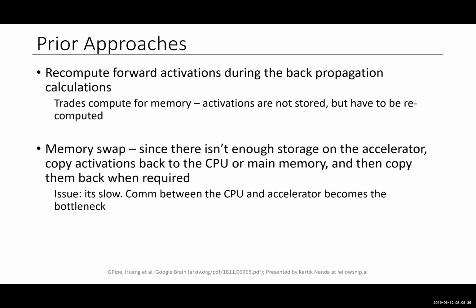The second option that people have tried is memory swap. And since there isn't enough storage on the accelerator, the activations are copied back to the CPU or the main memory. In other words, they're swapped out, essentially a page swap, and then they are copied back as and when required. The problem with this is it's slow.